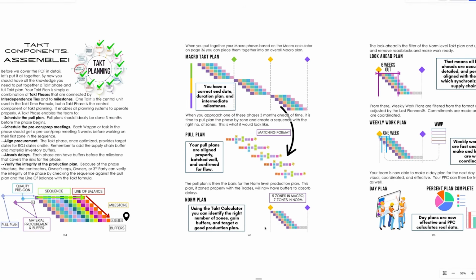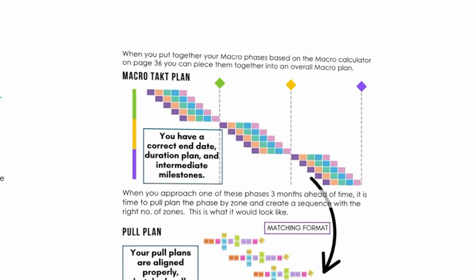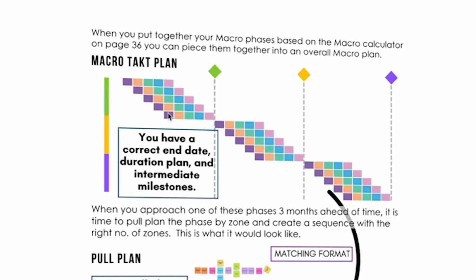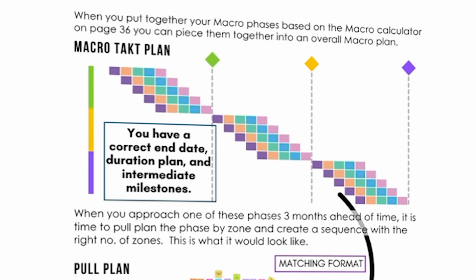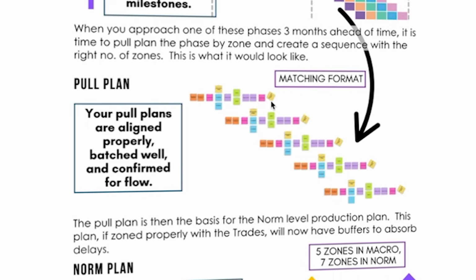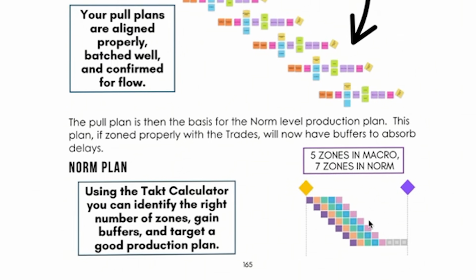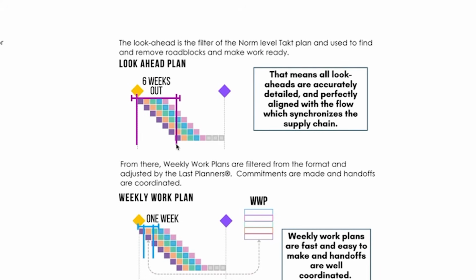So I did want to show you a couple of things here that is not repeating content, but it's very important. If you use takt as your base instead of CPM, then you'll have correct milestones. You will have correctly sized pull plans because you're not batching and wasting weeks or months. You will have a norm level production plan that has buffers. Then again, when you filter out your 6-week make ready look ahead, you will have correct flow and be able to make work ready.